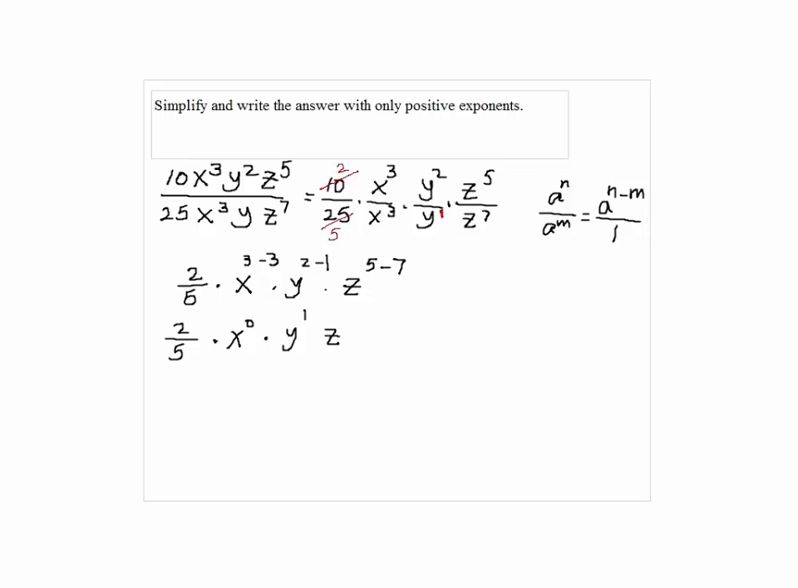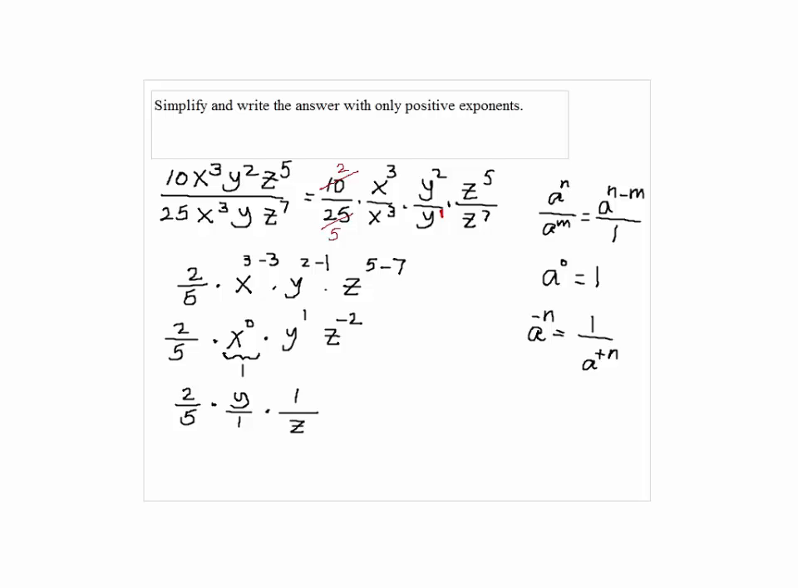So we have 2 over 5. This would be x to the power of 0. Y to the power of 2 minus 1 would be 1. Z to the power of 5 minus 7, which would be minus 2. Anything to the power of 0 is equal to 1, and we could expect that here because remember x to the power of 3 over x to the power of 3 is equal to 1. We could reduce that as 1 before. So we have 2 over 5 times y, or y over 1.